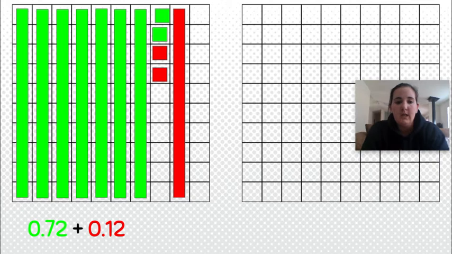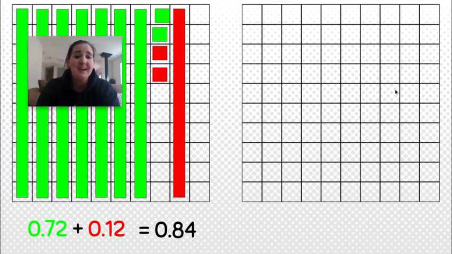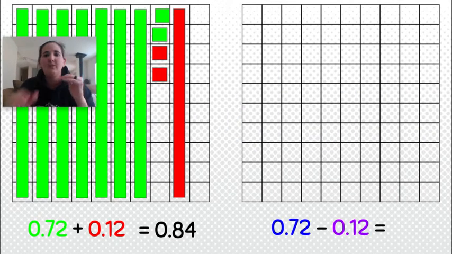Now when I look at that, I know I have 7 tenths plus 1 more is 8 tenths, plus 1, 2, 3, 4 hundredths. So I have 8 tenths, 4 hundredths, which gives me the answer of 84 hundredths. Then I'm going to look at almost the exact same problem, except I'm going to look at the difference between those two numbers. So, 72 hundredths take away 12 hundredths.